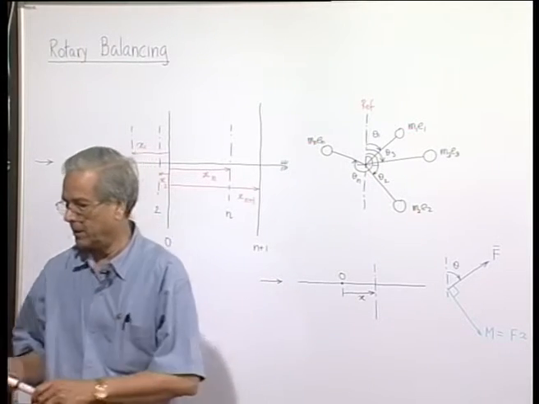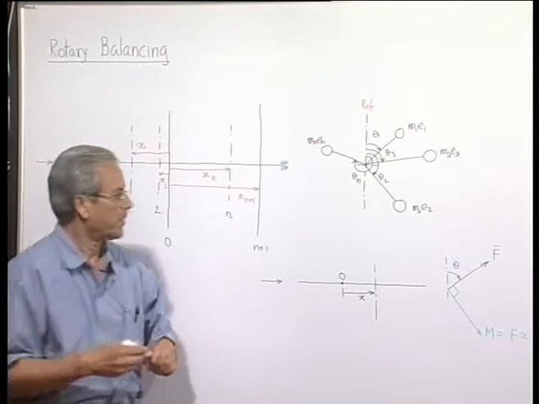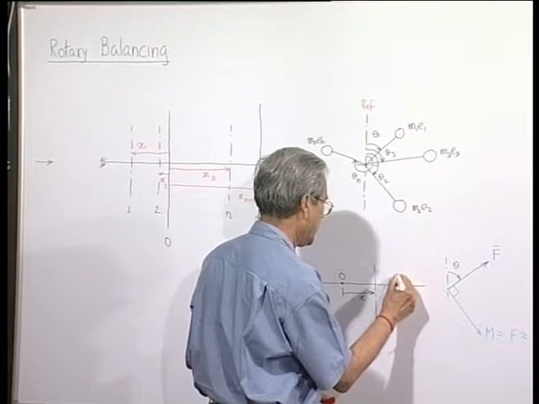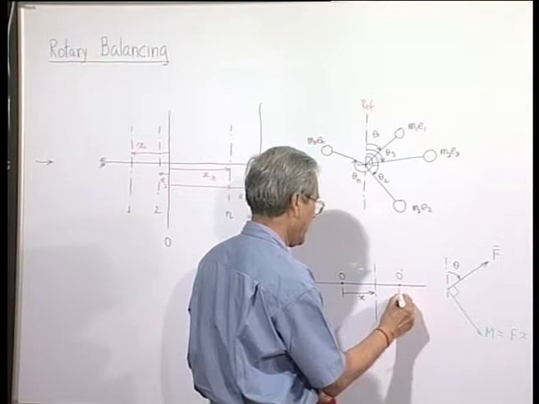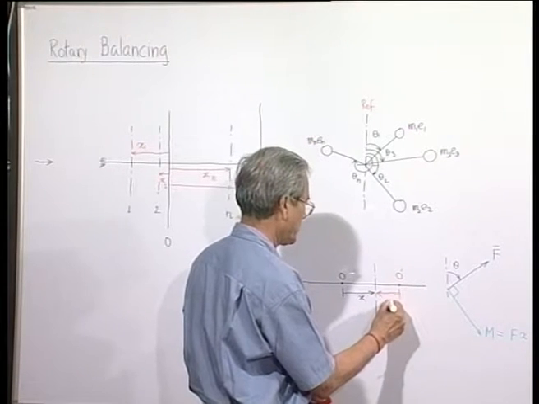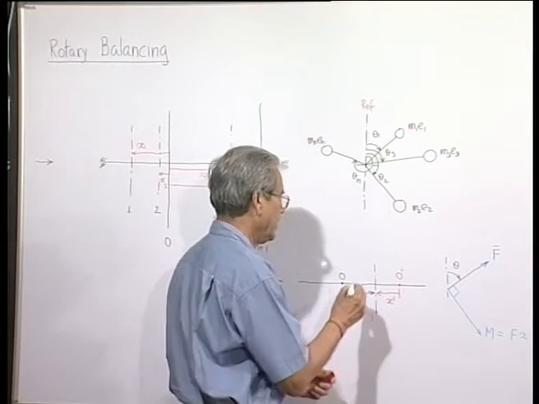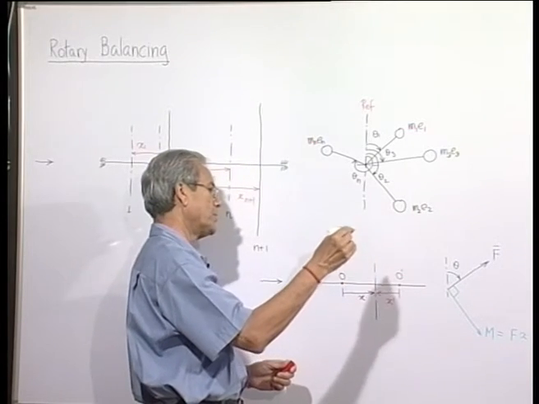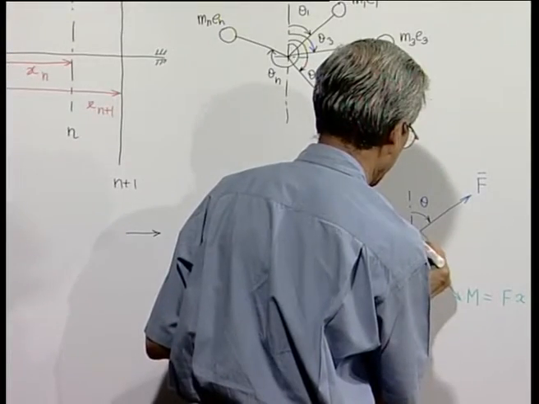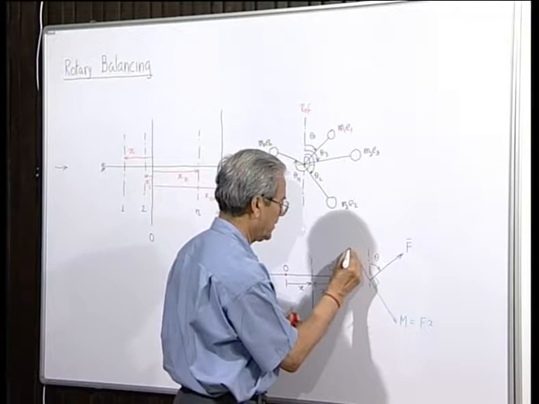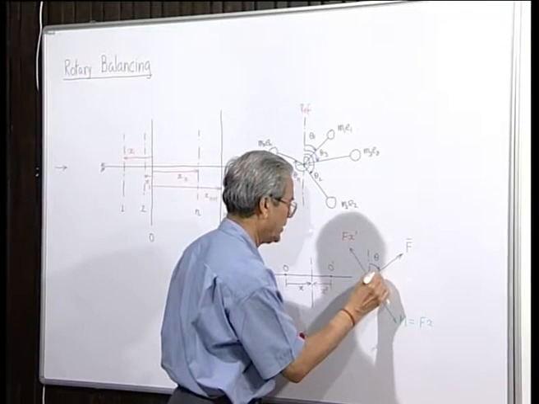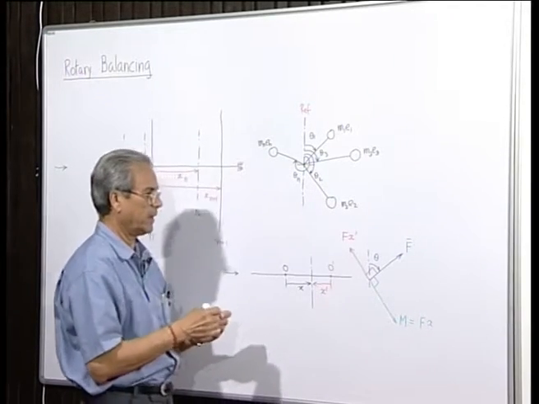On the other hand, if the point is here about which you are taking the moment O prime and this is the force or distance x, then the moment of this force as seen from this direction will appear as a vector which is lagging behind this force vector.